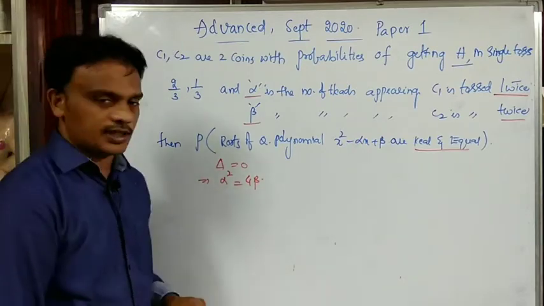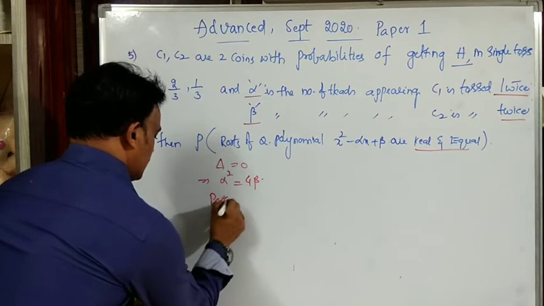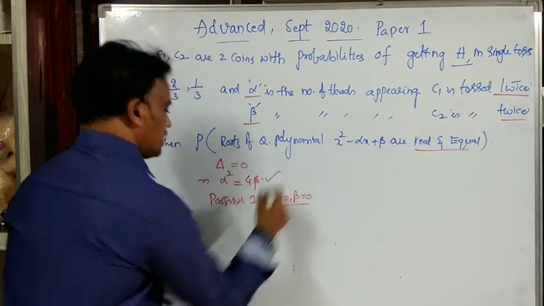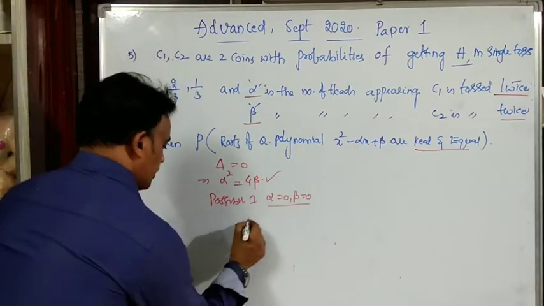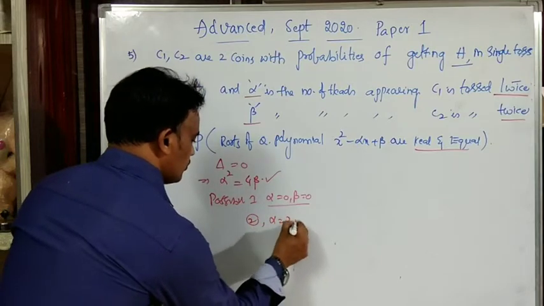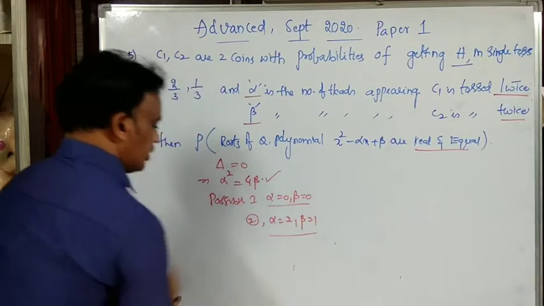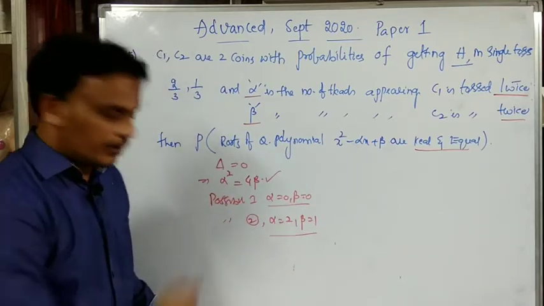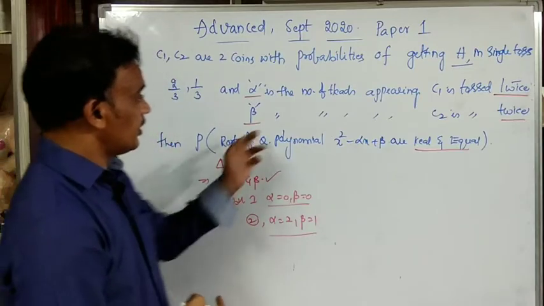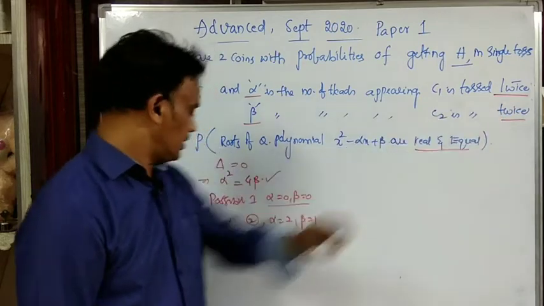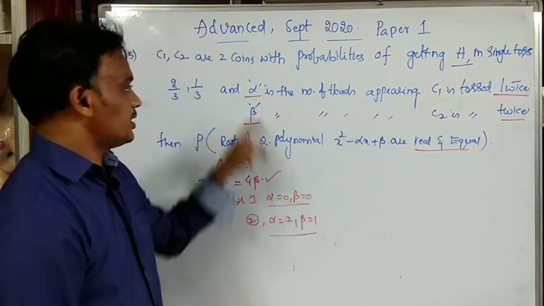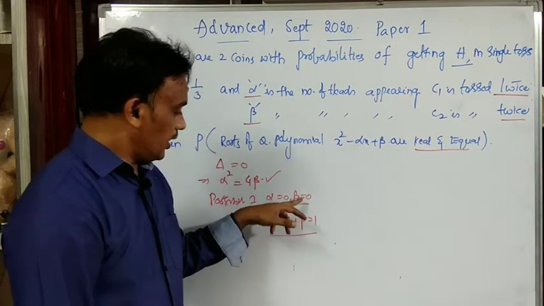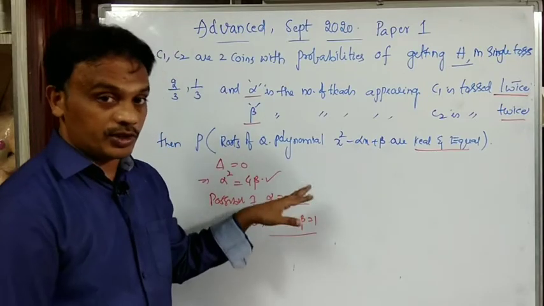From alpha² equals 4 beta, there are two cases. Possibility 1 is when alpha is 0 and beta is 0, this condition will satisfy. Possibility 2 is when alpha is 2 and beta is 1, this also satisfies. Now, when the coins are tossed two times, alpha being 0 means the number of heads on the first coin is 0, and from the second coin also 0 heads. What is that probability?